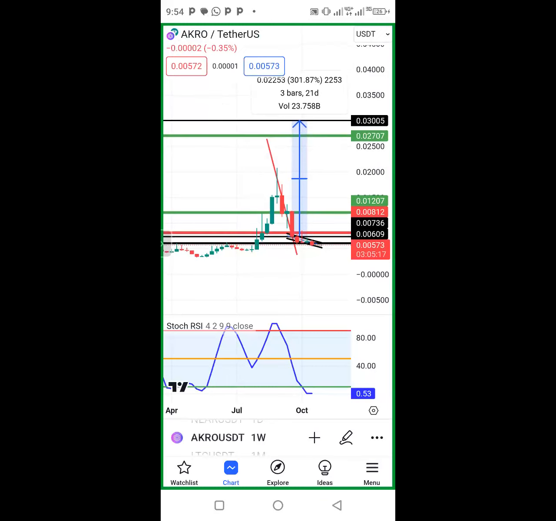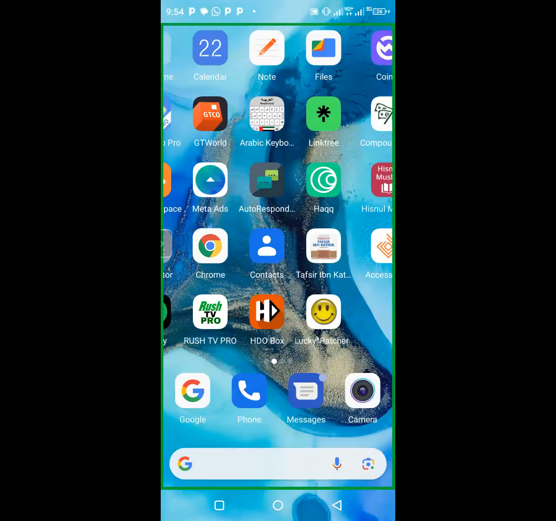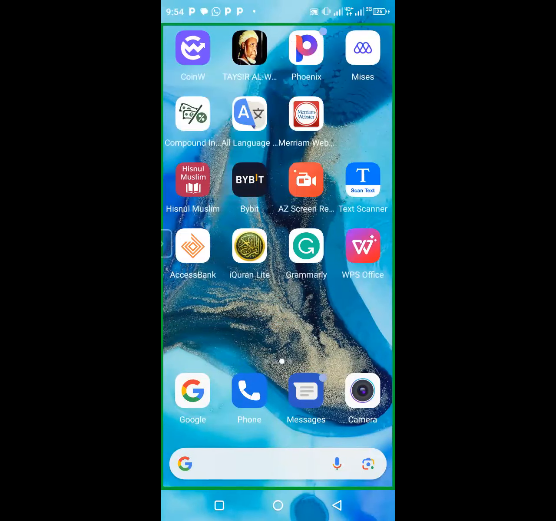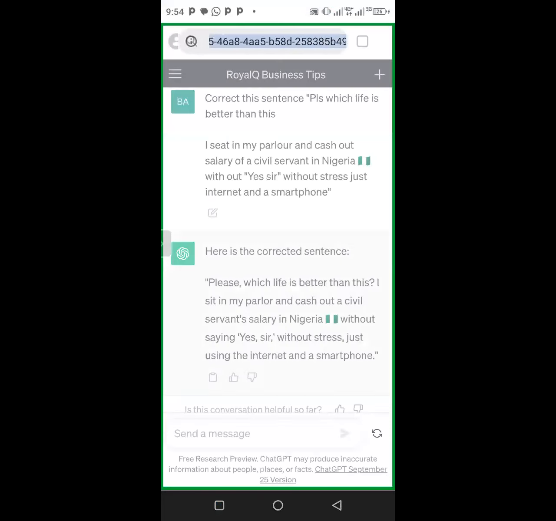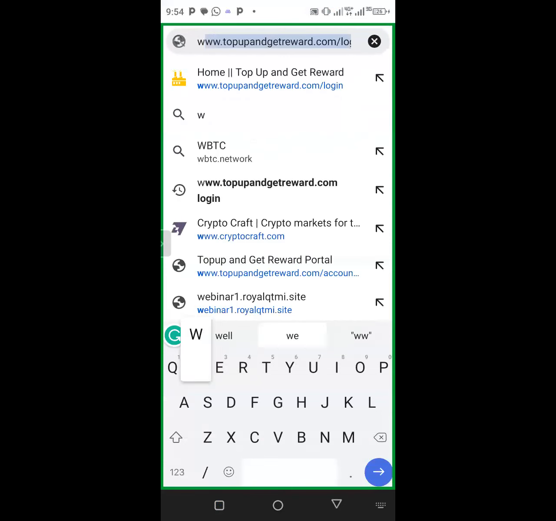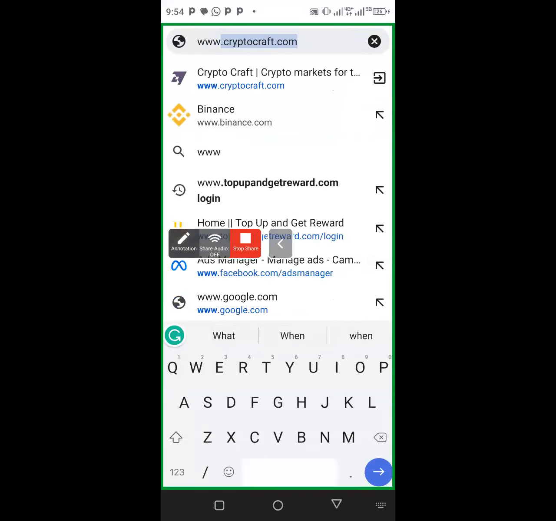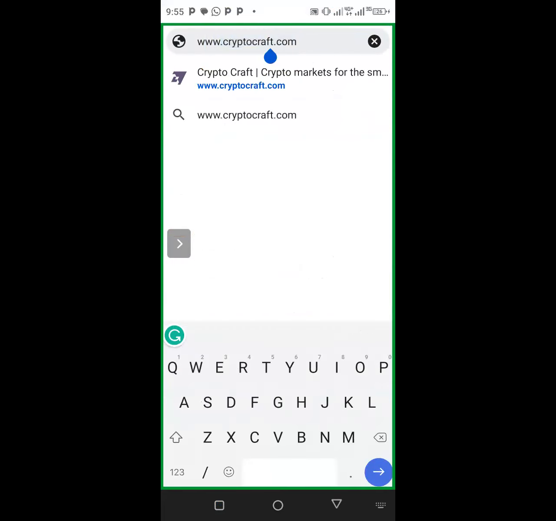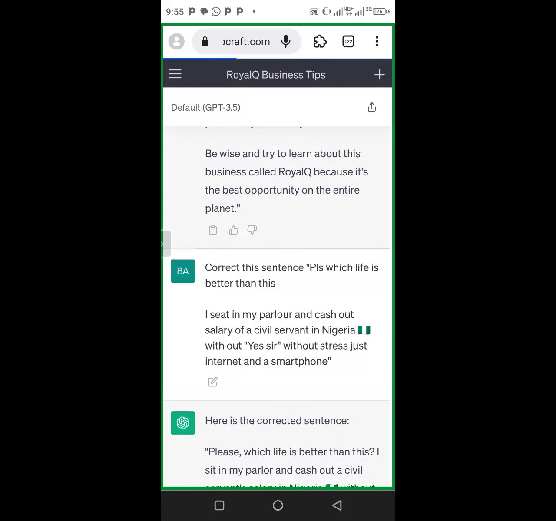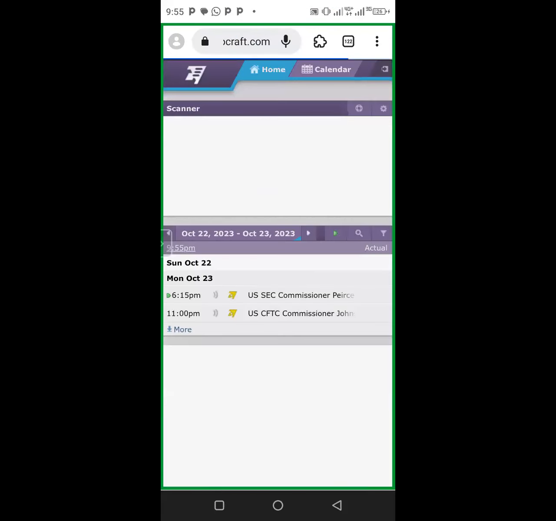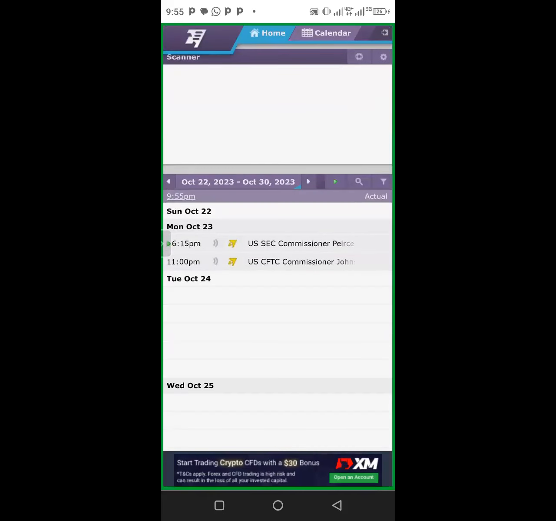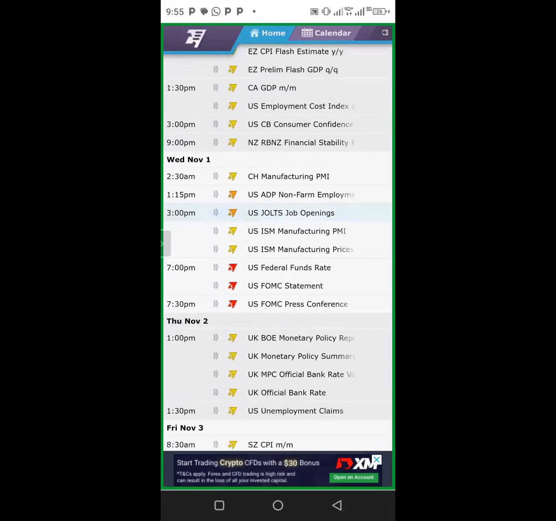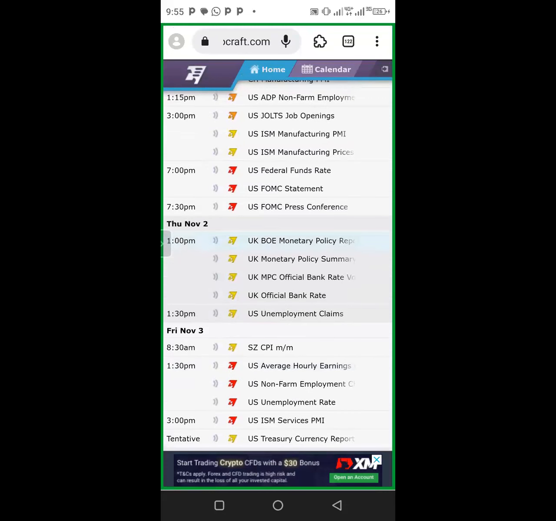So that's it. Now, what about the fundamental? I think I'll just pick one, which is interest rate. It's coming up 1st of November. If you go to this website, www.cryptocraft.com, as you can see, this is Cryptocraft. This is the website. Go here. That's where you can get every detail. Okay, fundamental analysis. Now, you go there. I was just going to show you guys just interest rate, which is coming up 1st of November. All the dates are there. I'll go straight to interest rate, 1st of November.